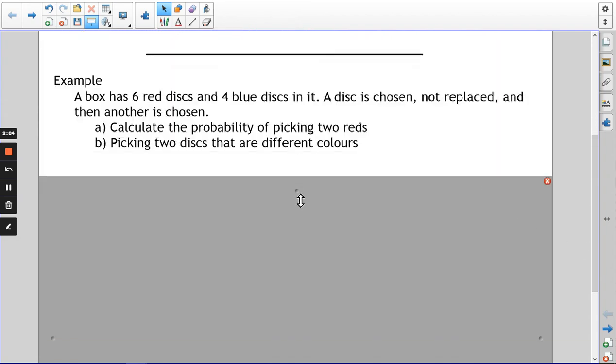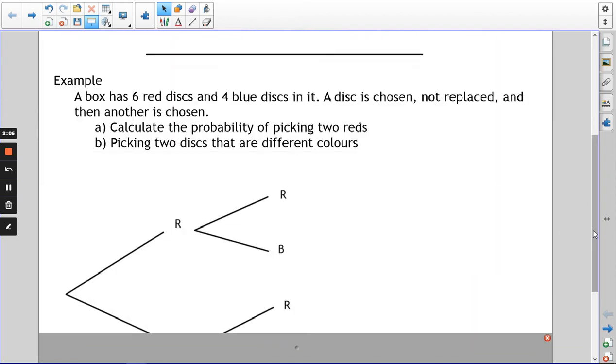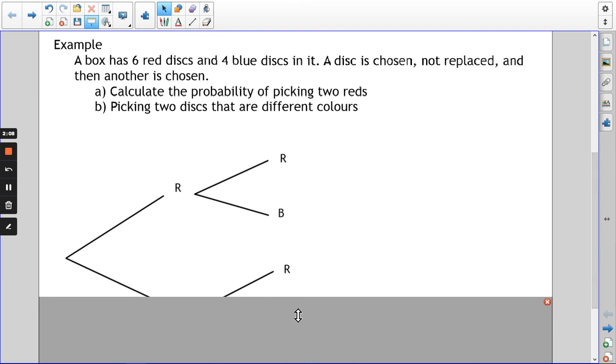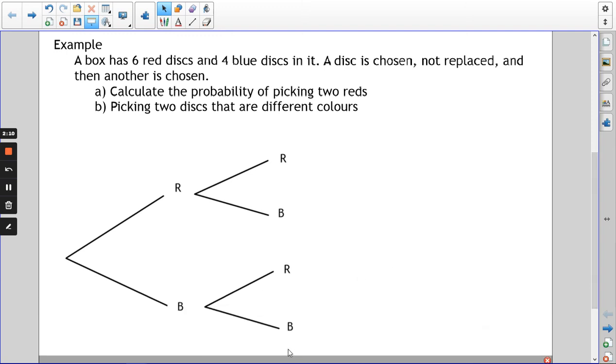First question. What I'd like you to do, for just these couple of questions, is to write the question down. If you think you can write it in fewer words, then by all means do. So for instance, instead of writing 'probability of picking two reds', you can write capital P, brackets, two reds, and that means the same thing as writing a sentence. And here you could write P, brackets, different colours.